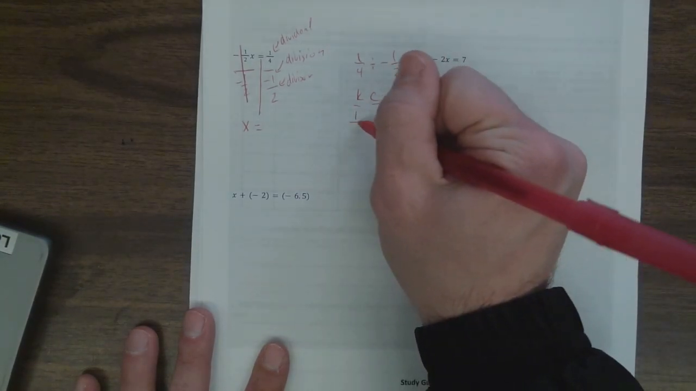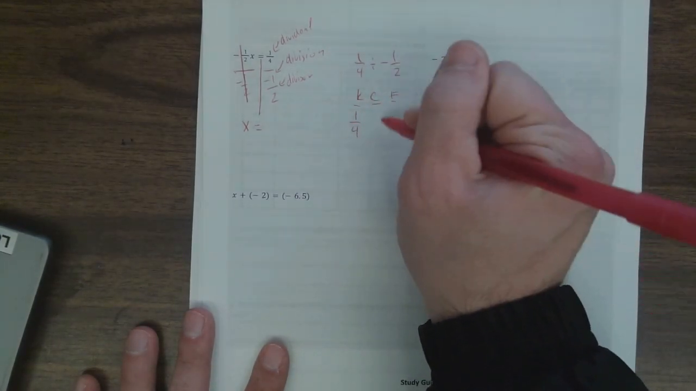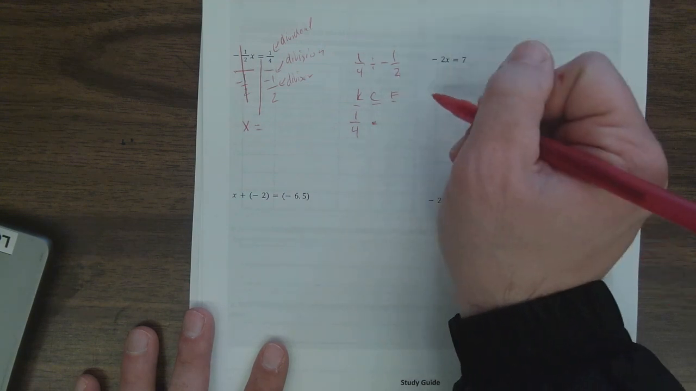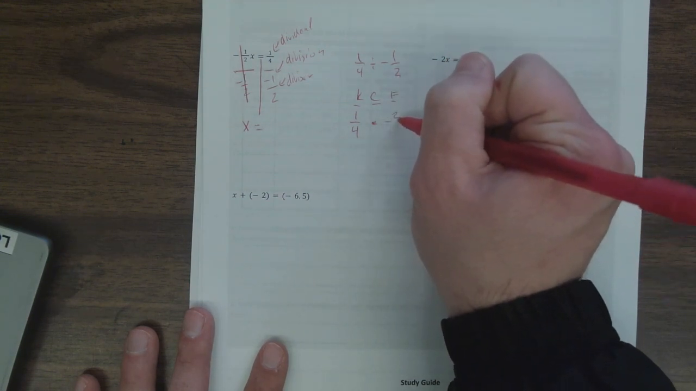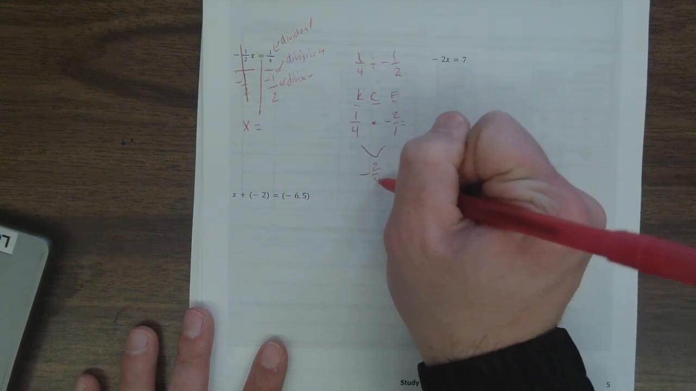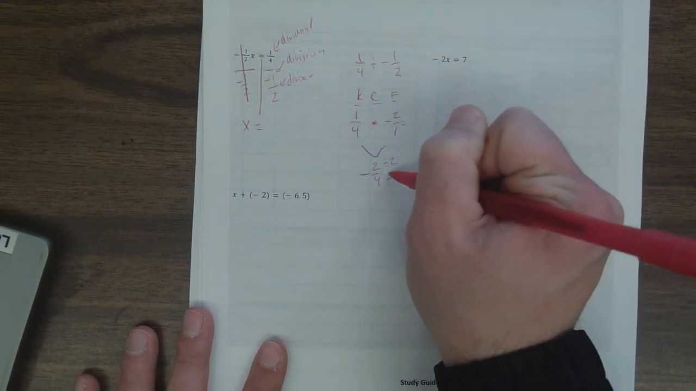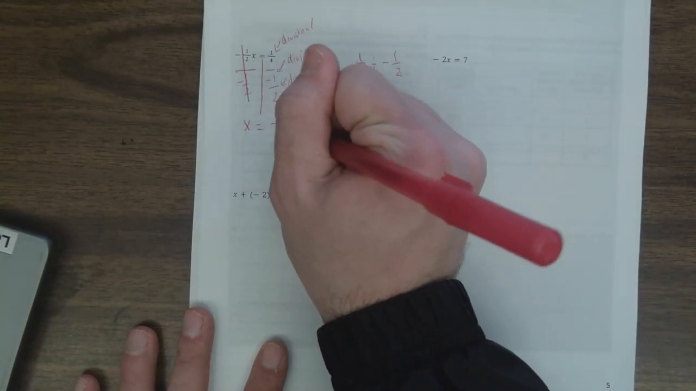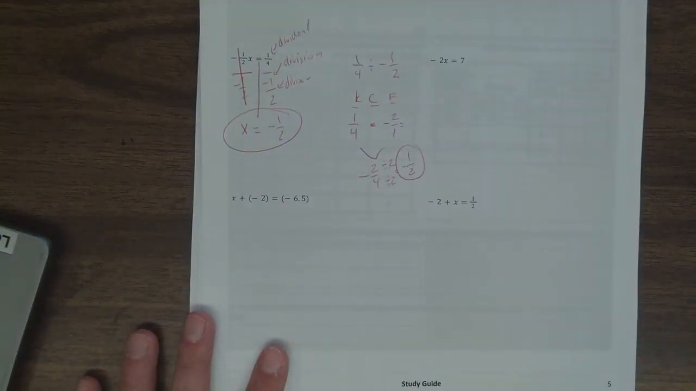We keep our dividend of 1/4. We change from division to multiplication. And then take the reciprocal of negative 1/2, which means we flip it to get negative 2 over 1, which just ends up equaling negative 2/4, which can be simplified by 2 to be negative 1/2. So our answer is just negative 1/2.